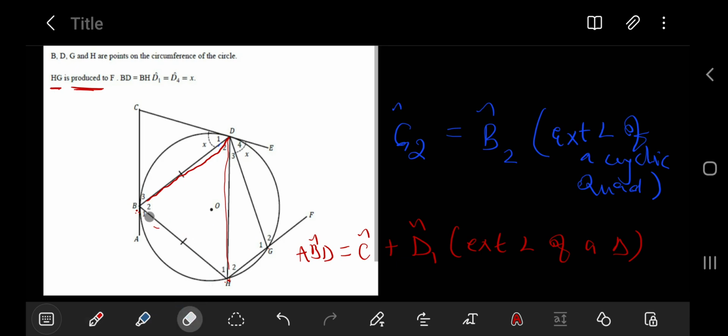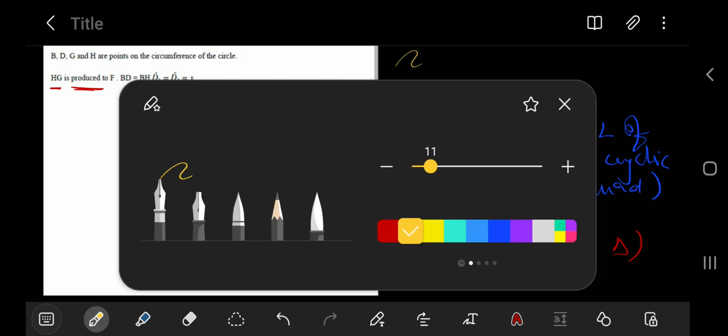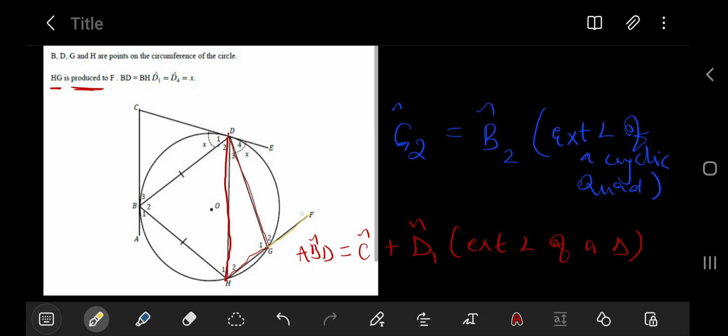So let us look for another triangle now. Maybe DHG, right? DHG, this triangle. Is there any line that is produced to a certain point in this case? So look at DH. DH is not produced to any point, right? Look at DG. DG is not produced to any point, right? But look at HG. HG continues to F. So HG is actually produced to F, right?